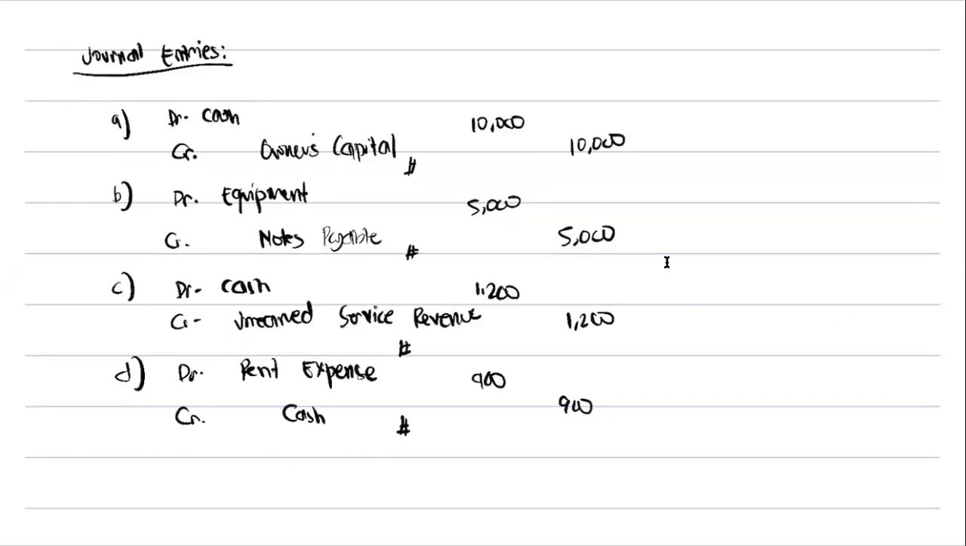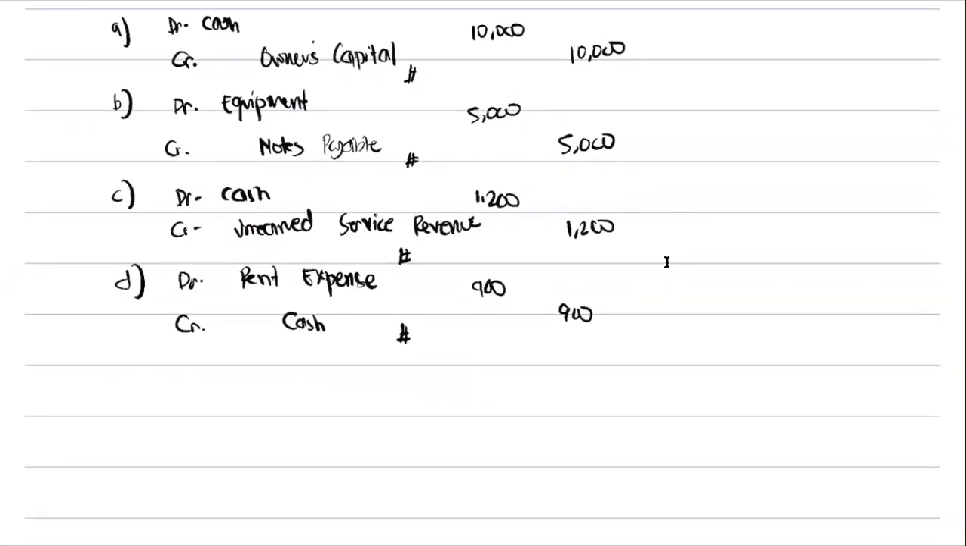Next, letter E. On October, Pioneer pays 600 for 1-year insurance policy that will expire next year on September 30. So our entry on letter E is a debit to prepaid insurance and a credit to cash amounting to 600 pesos.